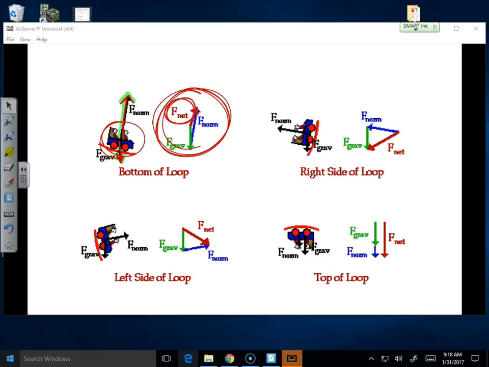So the net force is saying, okay, if you have gravity working down and the force normal working up, what do you feel in the car? You feel that net force pulling up a little bit. Which is kind of weird, I know.